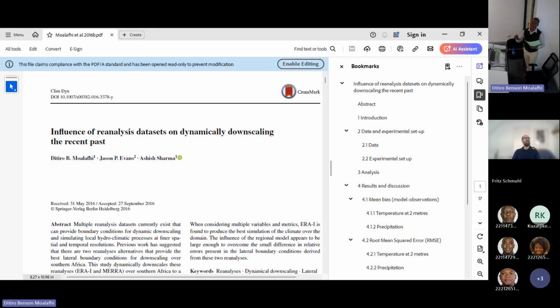Now, in terms of whether you go for the title case or the sentence case, it depends. You can see that here, if we are going for the title case, we'll have reanalysis with an uppercase R, data sets with an upper D, dynamically with the D upper, downscaling, recent, and past, only leaving the articles, the conjunctions, and the prepositions as lowercase. So these also depend on the journal where you are going to publish.